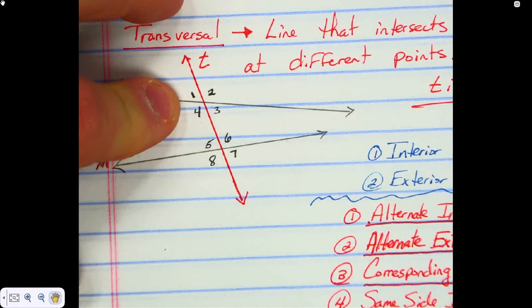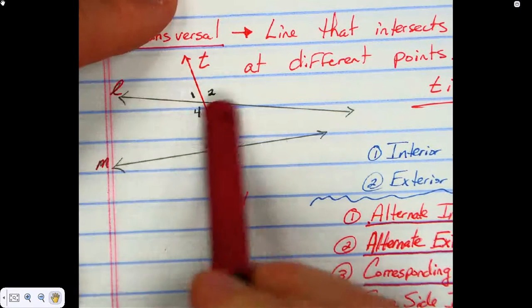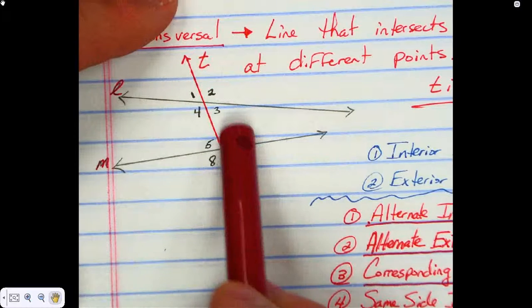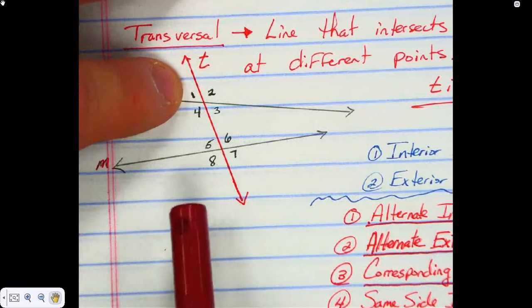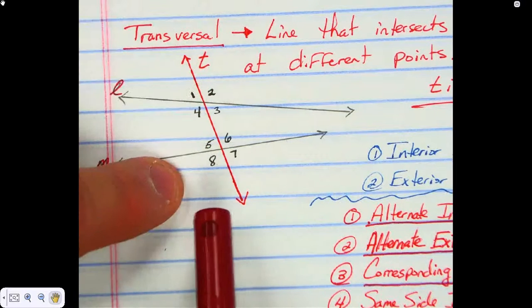Same angle. But remember, I already got a name for that. They're called vertical angles, right? And think of it, guys. I'm comparing one from up here to one down here. What's the one like one up here? Five. Down here? Five. It's in the same place. Five.